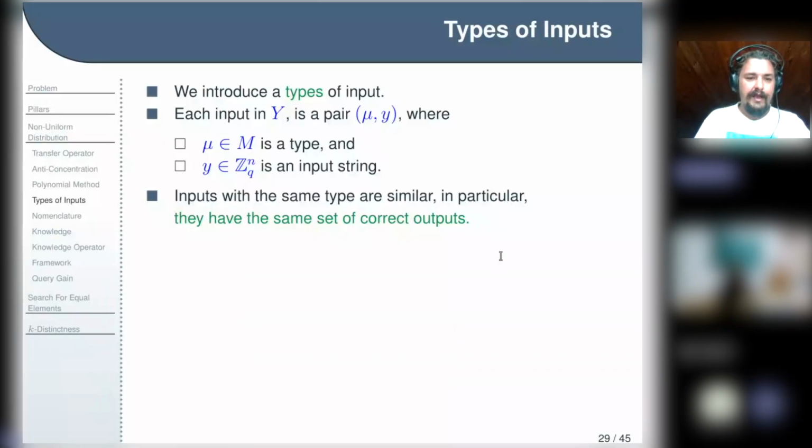Inputs with the same type are similar. In particular, what I'm assuming is that they have the same set of correct outputs. That's important for me. So the output doesn't really depend on the input y, it depends on the type.